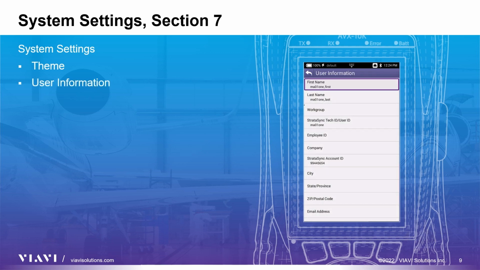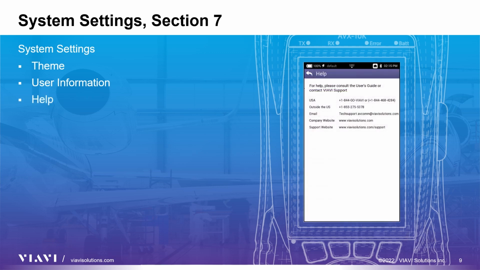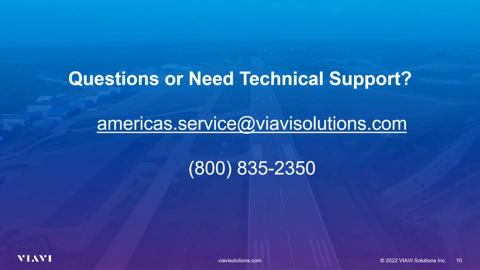User information. This screen allows you to set the user information for this AVX-10K. Some of this information is reflected in the reports. Help. This option provides phone numbers, website, and email contact for Viavi support staff. The experts at Viavi Solutions are ready to answer your questions about using the AVX-10K.